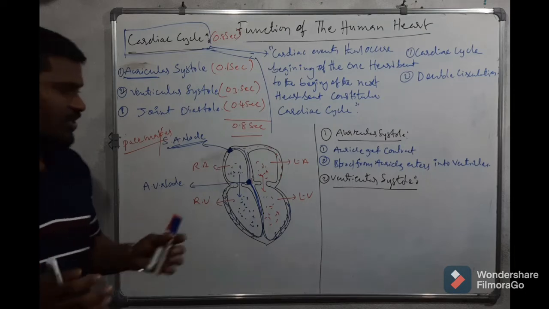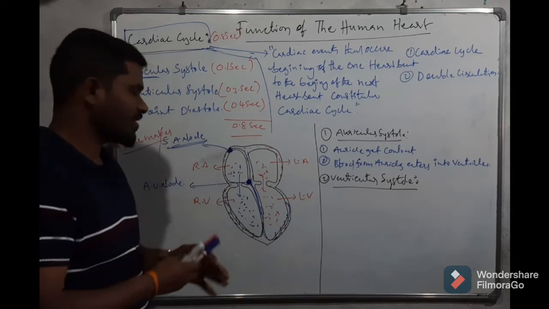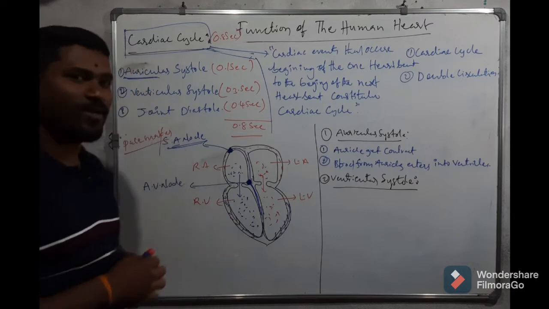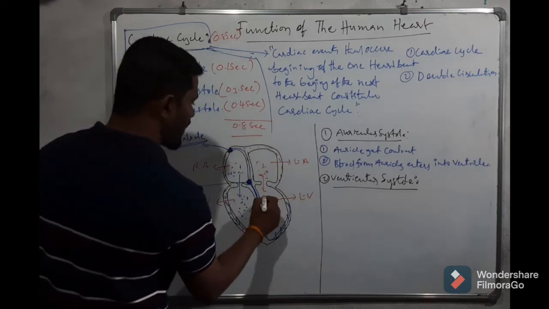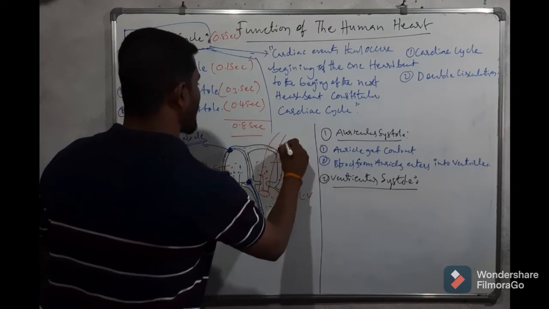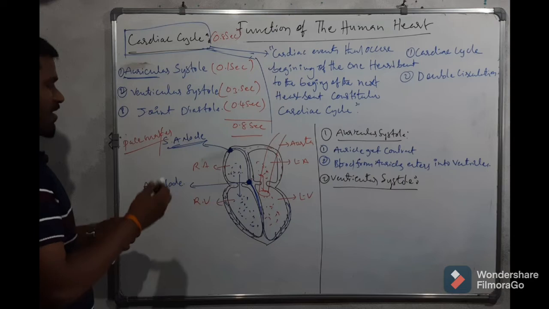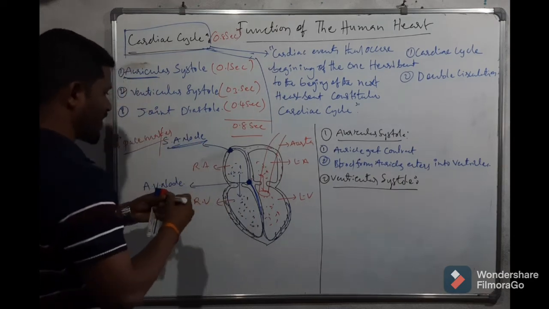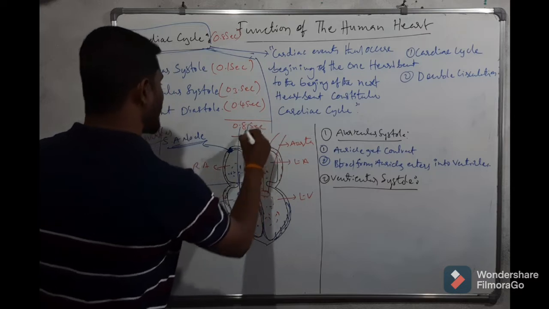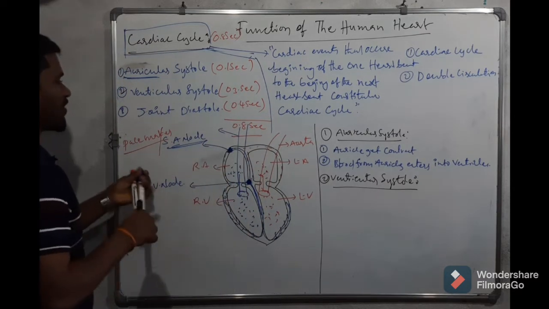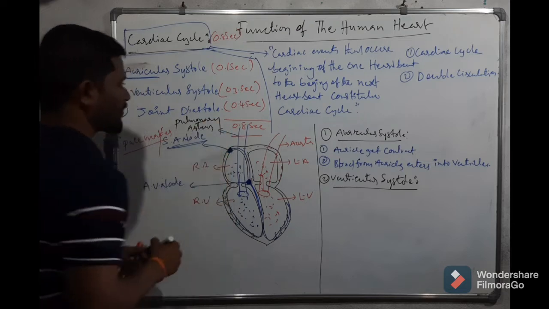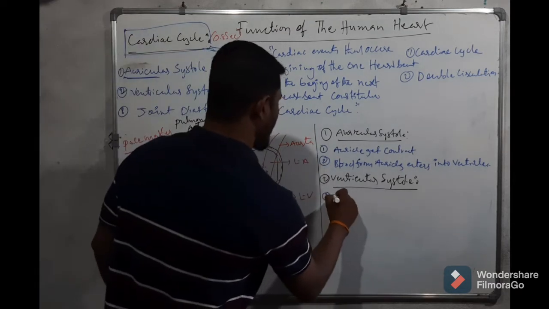Ventricular systole means contraction of the ventricles. When the ventricles contract, the blood present in the ventricles enters the pulmonary artery and the aorta. The blood from the left ventricle enters the aorta, and the blood from the right ventricle enters the blood vessel called the pulmonary artery.